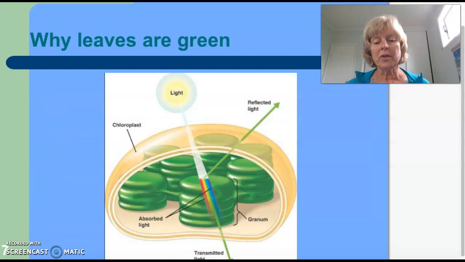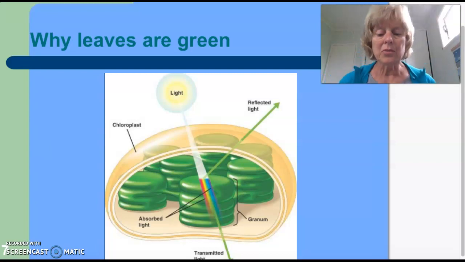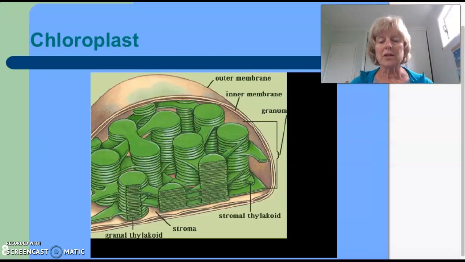In each of the leaf cells you find organelles, the chloroplasts, and the chloroplasts are the organelles that can absorb light. So when we take a closer look at the chloroplast, what you can see here is that a chloroplast is surrounded by two outer membranes. That makes it different from mitochondria. Mitochondria have only one outer membrane.